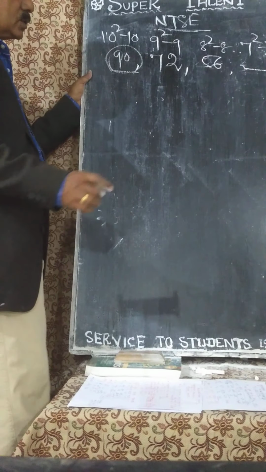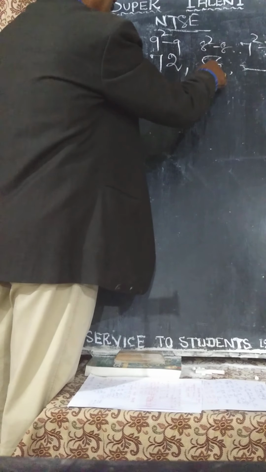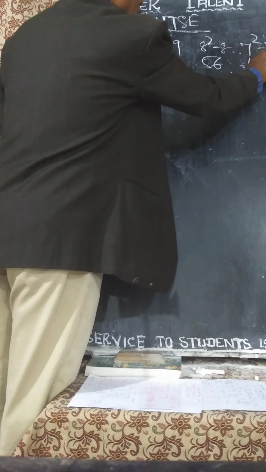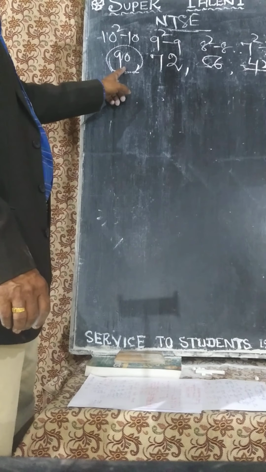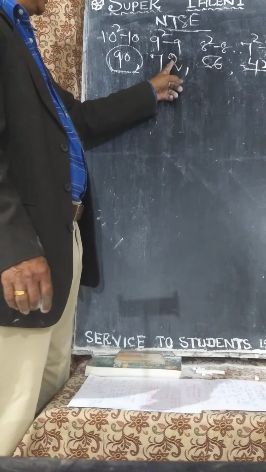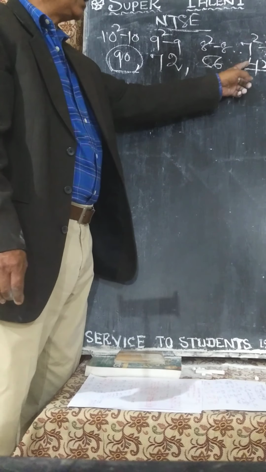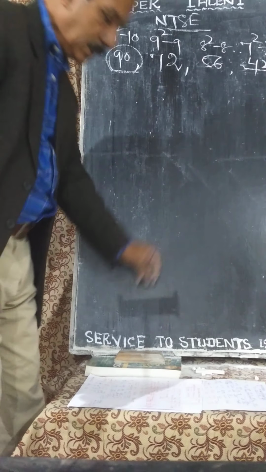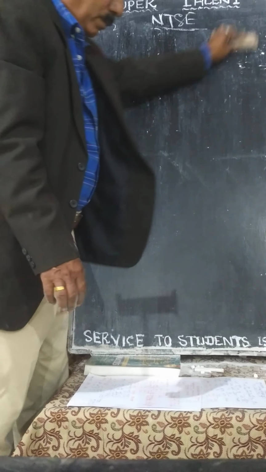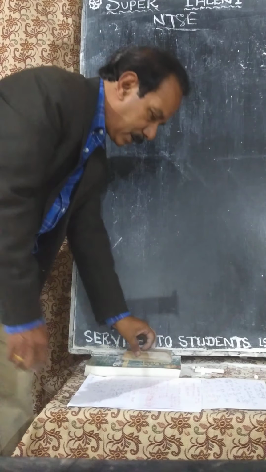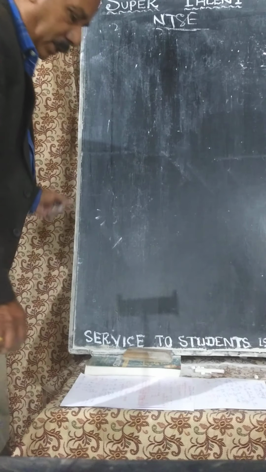That is 7 into 6, 8 into 7. Check your answer, that is 42. If you get it, 10 square minus 10 is 10 into 9, then 9 into 8, 8 into 7, 7 into 6. Easily by this way you can get it. So suppose from lower to higher or higher to lower, you can get it this way.